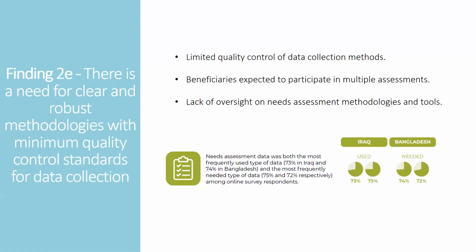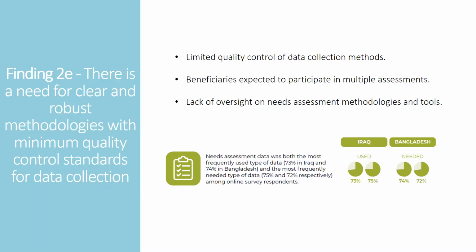Our last finding in report 2 is finding 2E, which is that there is a need for clear and robust methodologies with minimum control standards for data collection. At the field level, in this research, we found that data collection is currently characterised by a lack of minimum standards with regards to robust methodologies, a lack of ethical sampling, no set guidelines on the frequency of assessments, a lack of feedback loops to beneficiaries, a lack of efforts to minimise duplication of interviews, a lack of quality assurance processes, and lastly, political influence, such as authorities restricting access to certain areas or affected populations, or creating bureaucratic hurdles and delays.